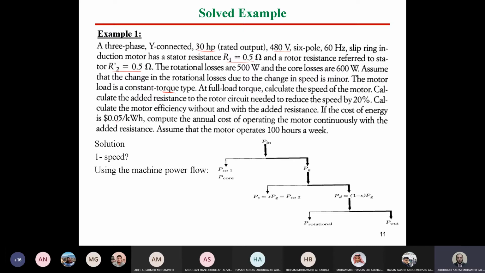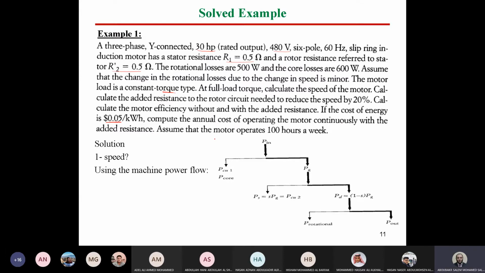This price is very old, guys. This example is from the book of Dr. Sharqawi, it's from a long time ago, and this book is a bit old. So the price of electricity is much higher now, maybe 6-7 times this value. Compute the annual cost of operating the motor continuously. Continuously means it's working 24/7 with the added resistance.